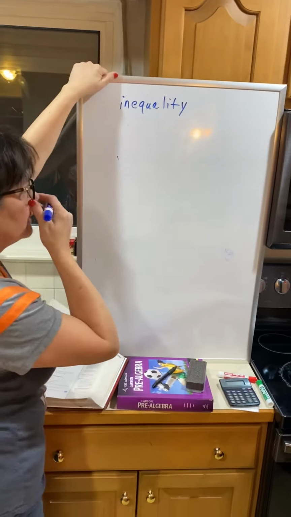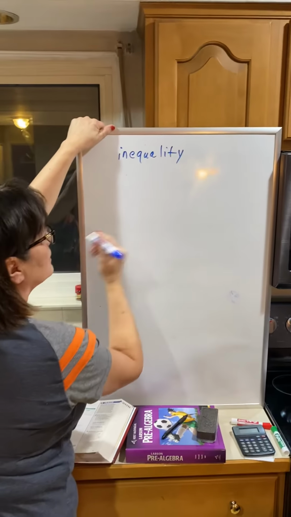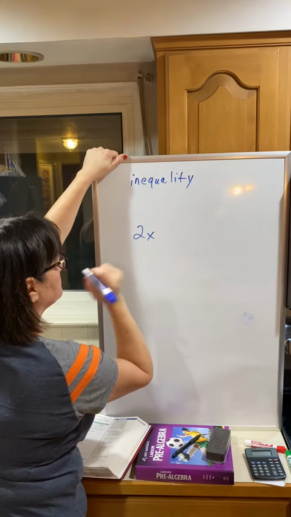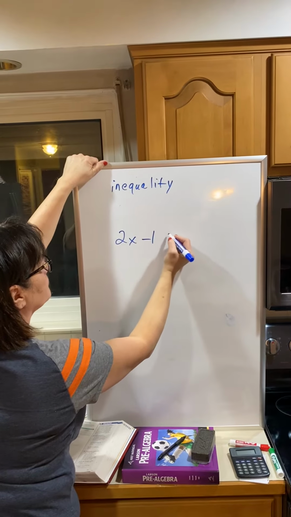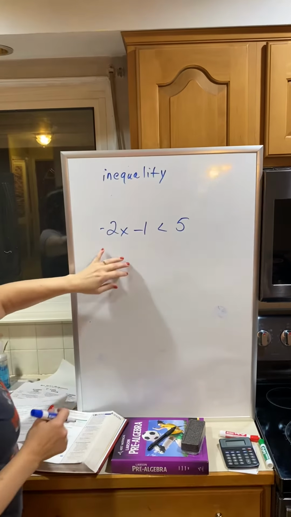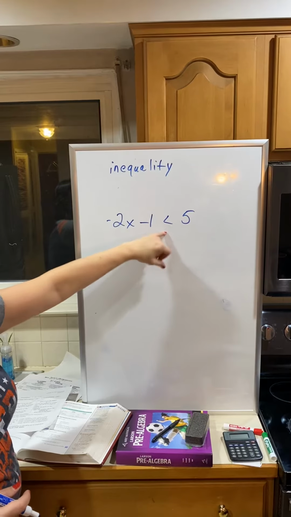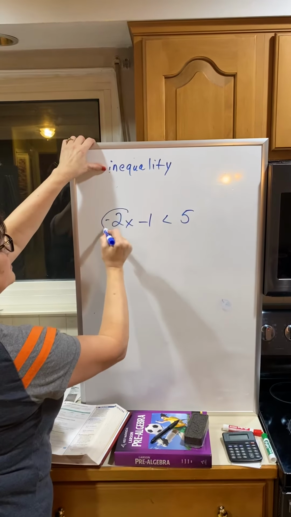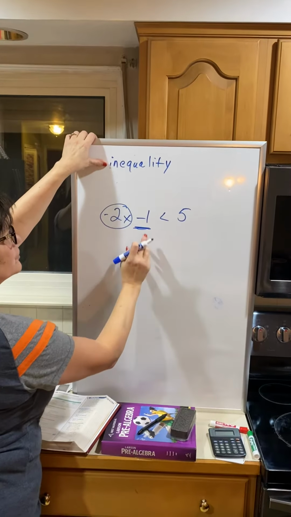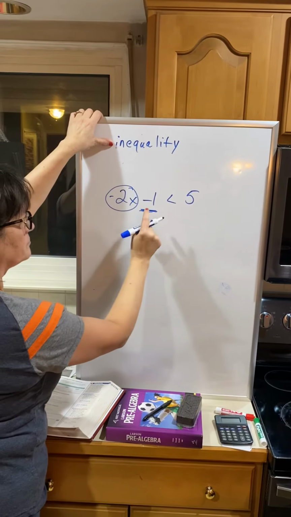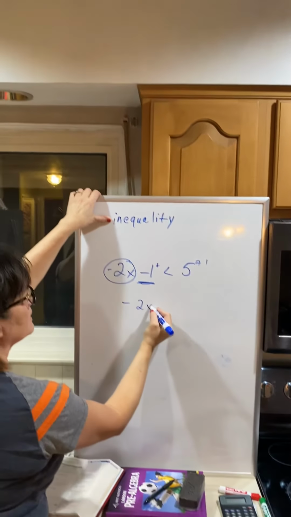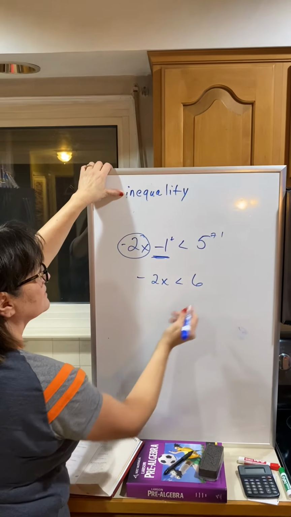Now, if you have something like this, negative 2x minus 1 is less than 5. Find the variable, it's right there. Add or subtract first, so we're going to get rid of this by adding 1 and adding 1. So we have negative 2x is less than 6.